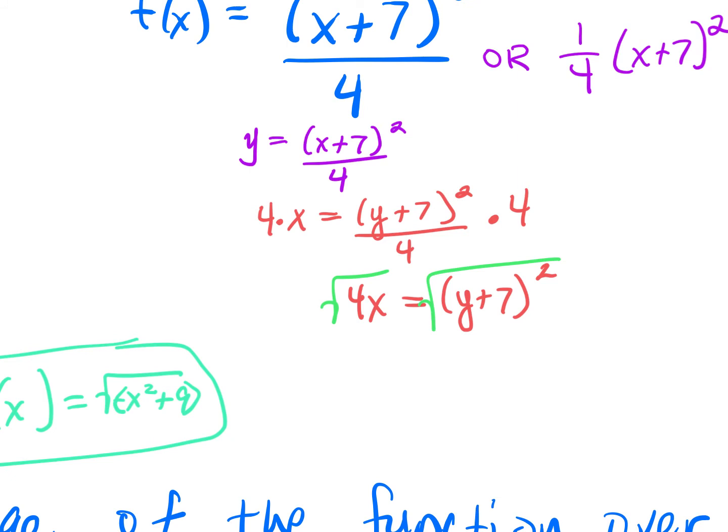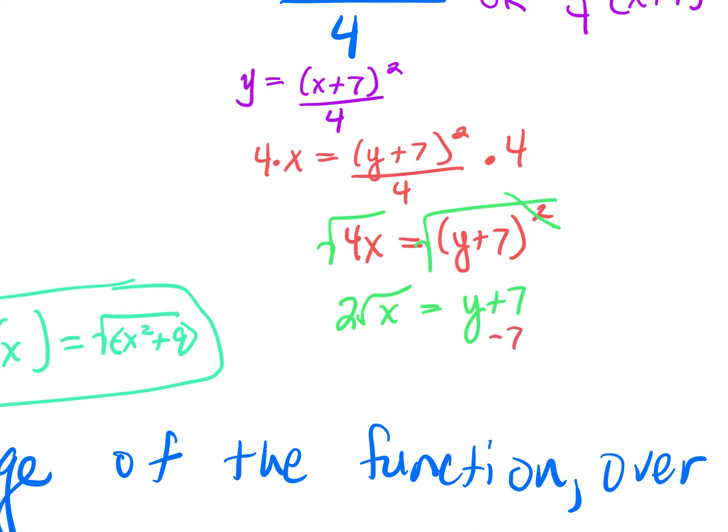What's the square root of 4? So it's 2. Do you know the square root of x? Do we? Yes or no? No, so it stays inside. And then I have y plus 7. Now what? Subtract 7 from both sides. So I'm going to move over here so I have room.